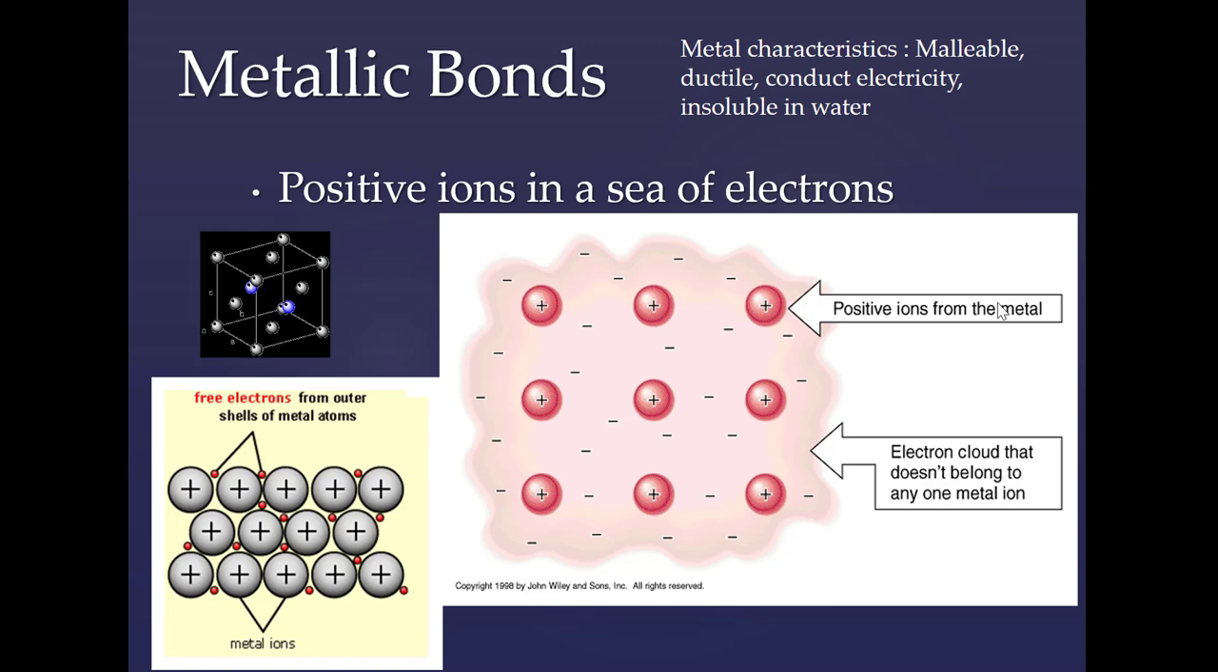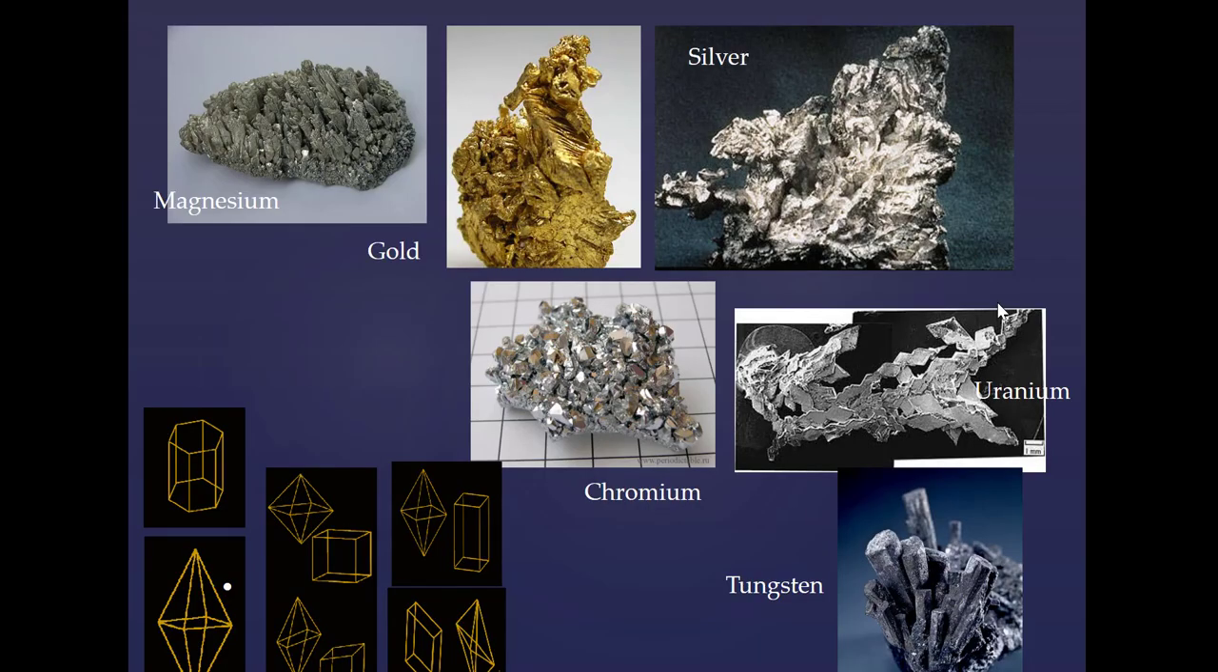In the metallic bond, metals are the way they are. They have these metallic characteristics of malleability, ductility, conductivity. They don't dissolve in water, and it's all because of their metallic bond, this electron sea model of positive ions floating in a sea of electrons. Here's just some more of their crystal lattices that you can see.